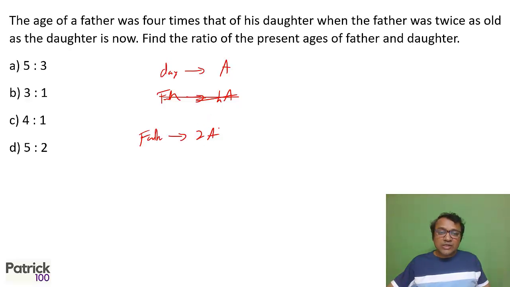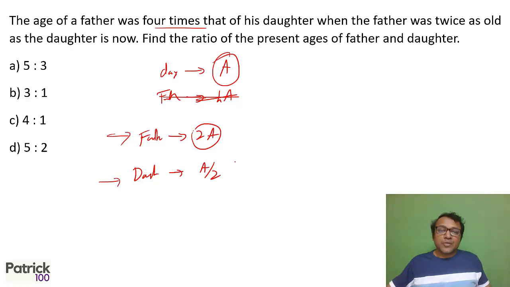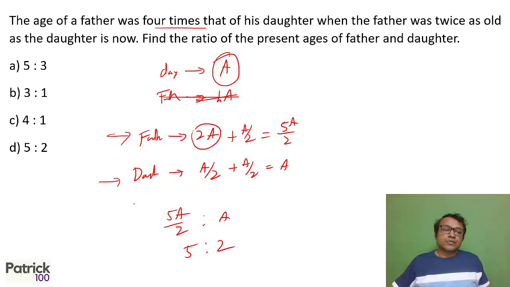he was twice as old as the daughter is now. So when the father was 2A, he was 4 times as old as his daughter. That means the daughter was A upon 2. When the father was 4A, the daughter was A upon 2. Today the daughter is A, so I have to add A upon 2. Both will increase by A upon 2. So today the ages will be 5A upon 2 and A. If you take the ratio of today's ages, you will get 5:2. D option.